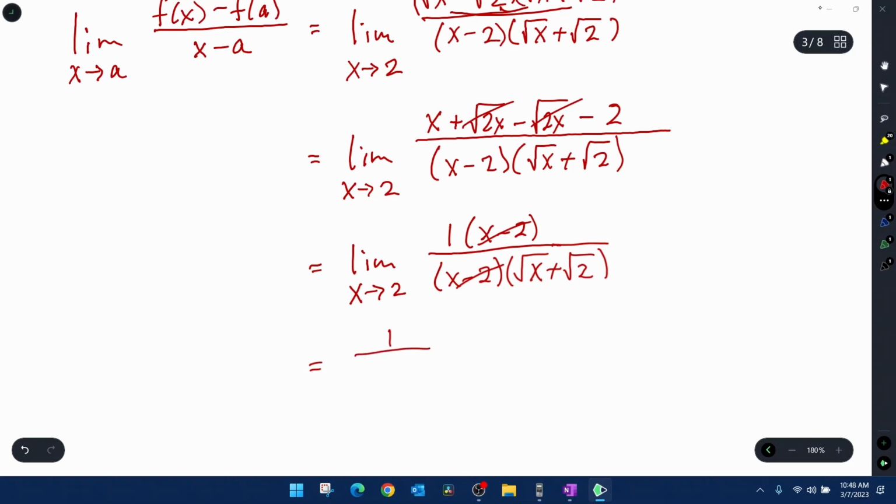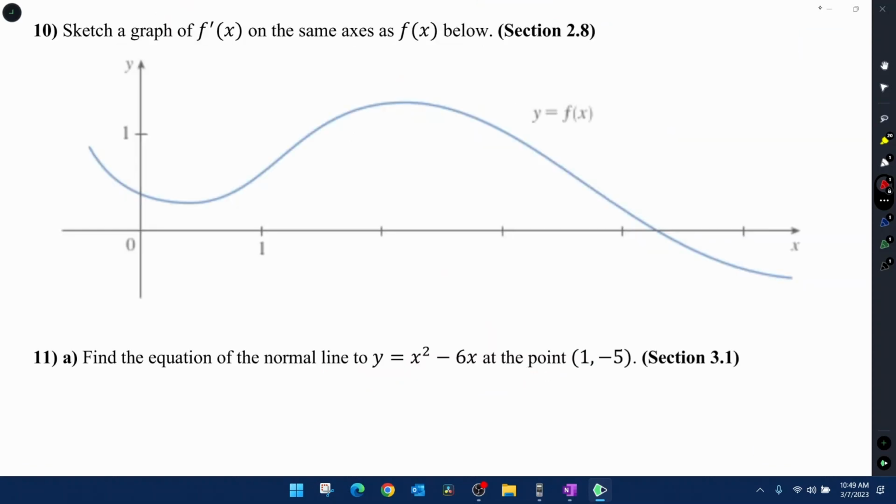That's going to be 1 over square root of 2 plus square root of 2. But simplifying, that would be 1 over 2 square root of 2. Now, what does this one say? Sketch the graph of the derivative.